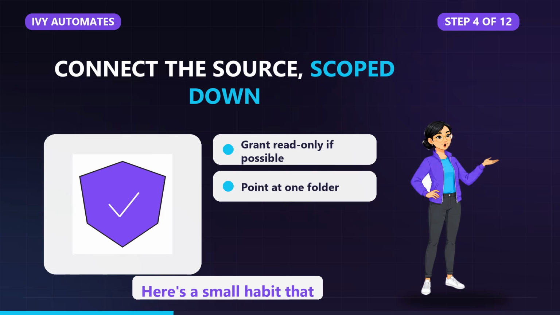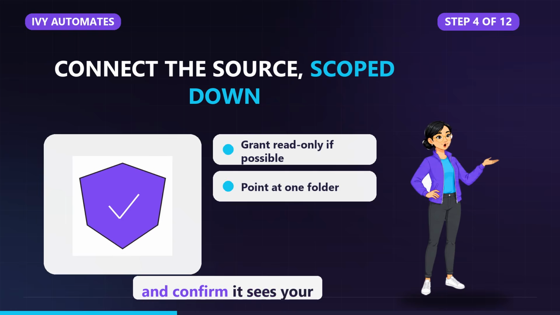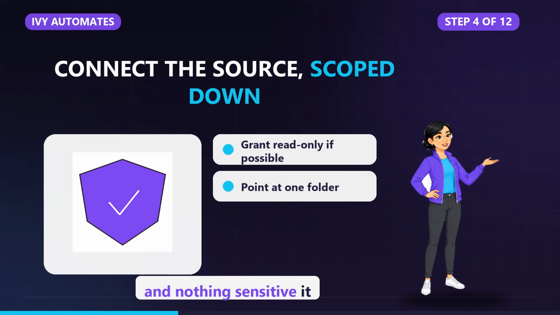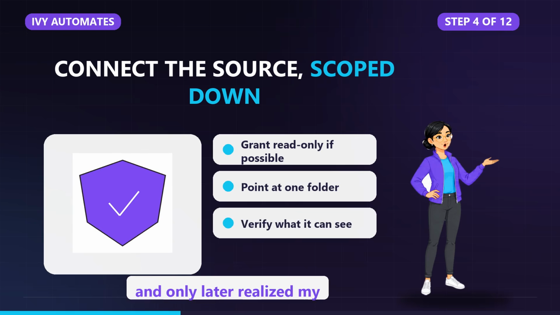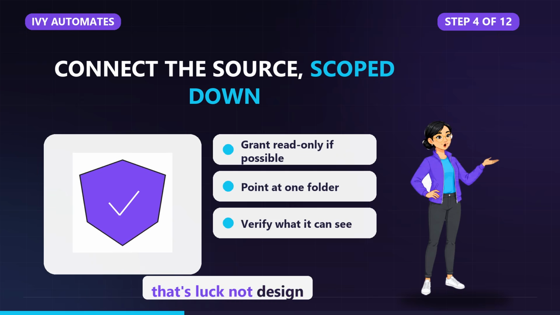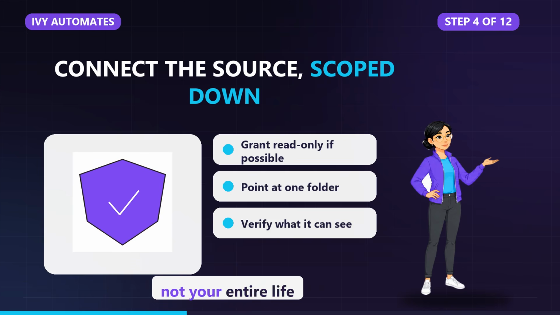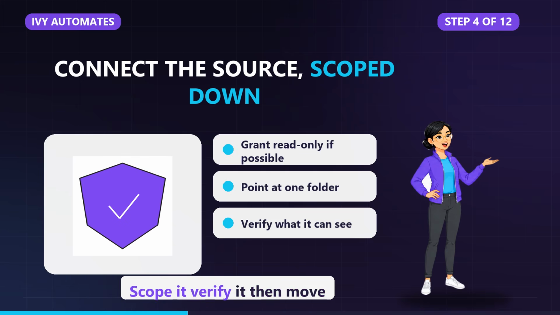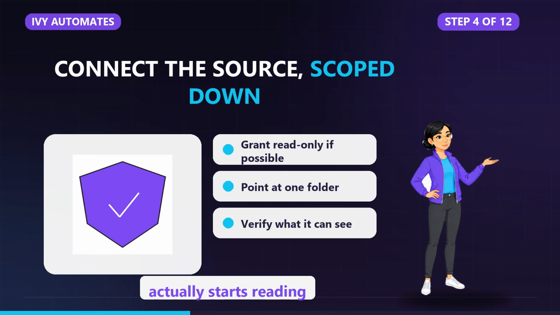Here's a small habit that saves real pain. After you connect, run one tiny test that just lists the files it can see and confirm it sees your folder and nothing sensitive it shouldn't. I skipped that once and only later realized my flow could read a folder full of tax documents it had no business touching. Nothing bad happened, but that's luck, not design. The automation should see the documents you meant to feed it, not your entire life. Scope it, verify it, then move to the fun part where the AI actually starts reading.